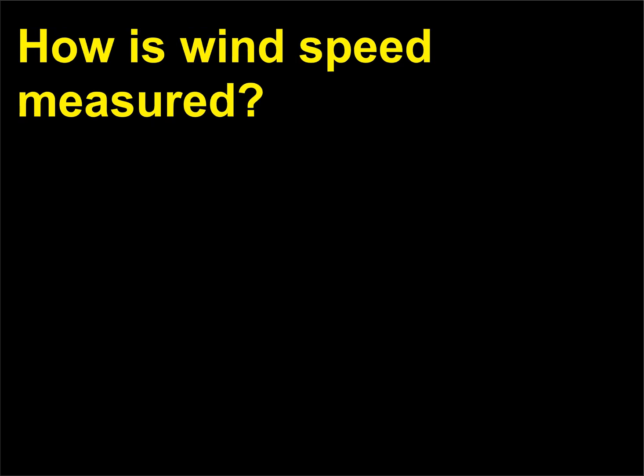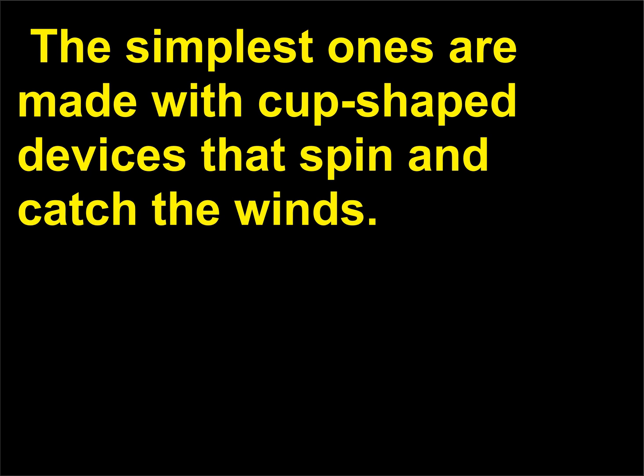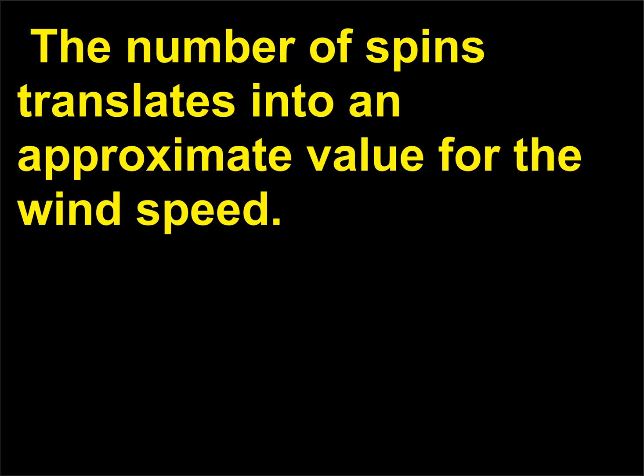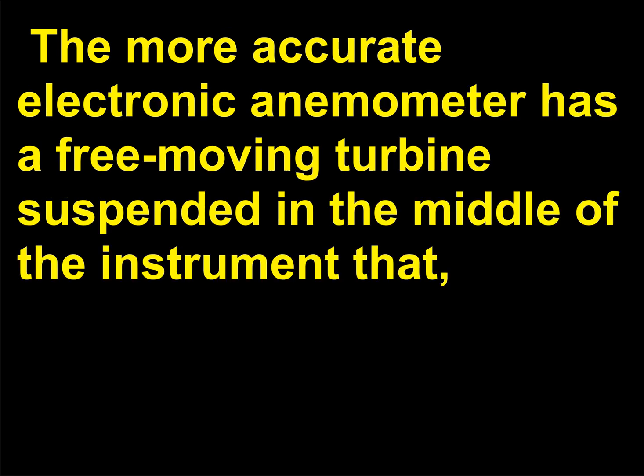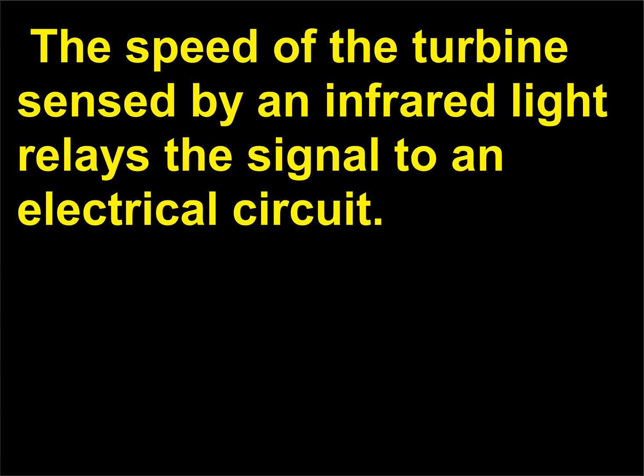How is wind speed measured? Wind speed is most often measured using an anemometer. The simplest ones are made with cup-shaped devices that spin and catch the winds. The number of spins translates into an approximate value for the wind speed. The more accurate electronic anemometer has a free-moving turbine suspended in the middle of the instrument that, when held correctly, measures the wind speed. The speed of the turbine sensed by an infrared light relays the signal to an electrical circuit. From there, the wind speed is digitally displayed.